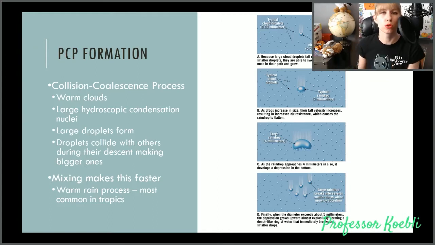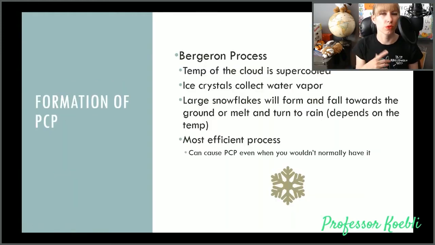Okay, this is most common in the tropics. As mixing occurs in the atmosphere, more rain forms. What about up north, where it gets really chilly? They're not going to have this constant mixing and formation of rain droplets. Heck, in some places, rain shouldn't even be happening at all. It's too cold. That's where we get the Bergeron process.